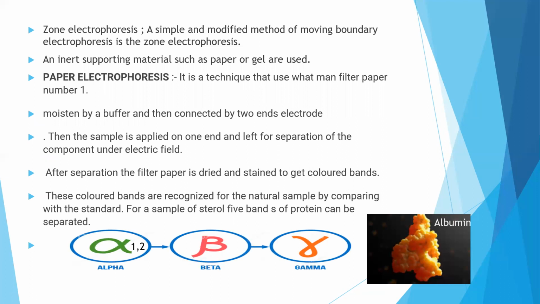After separation, the filter paper is dried and stained to get colored bands. These colored bands are recognized for the natural sample by comparing with the standard. For a sample of serum, five bands of protein can be separated: alpha 1, alpha 2, beta, gamma, and the fifth one, albumin. In total, five bands. This is an example of paper electrophoresis.